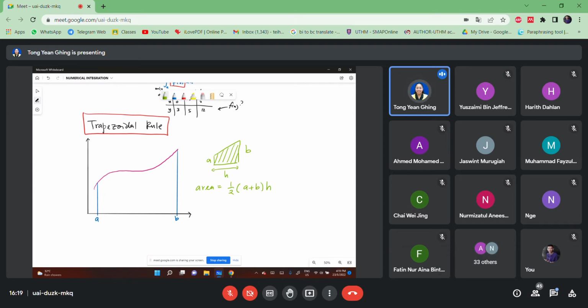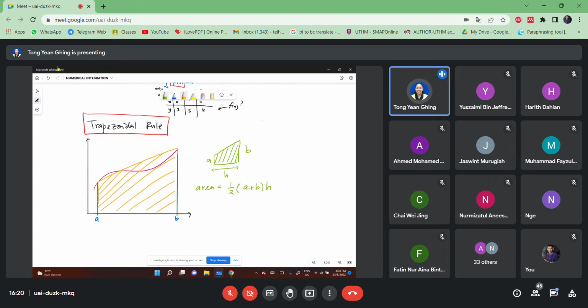Okay, let's say we have a graph like this, from A until B. I want to find the area under the curve. That means I want to make it become a trapezoid. If I draw this one here, this is the trapezoid.